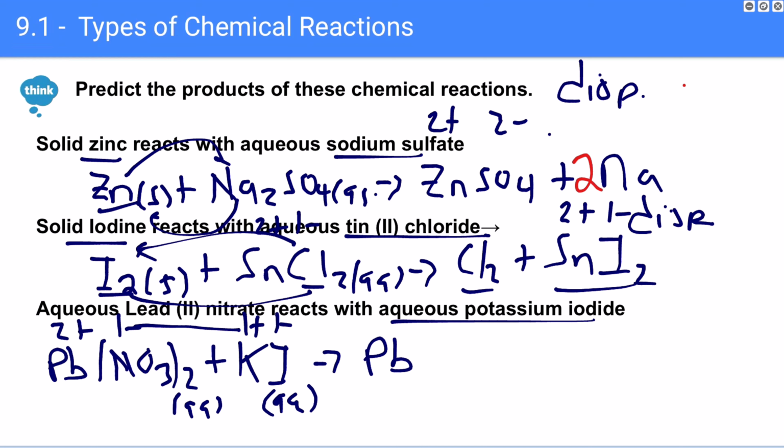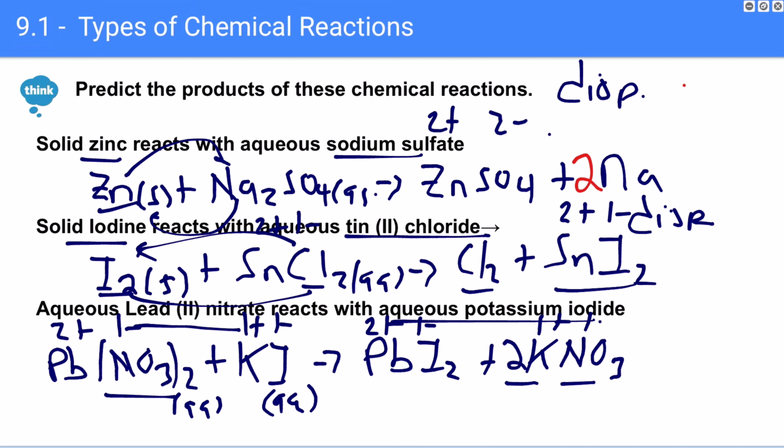So Pb is now bonded to iodine, and potassium is now bonded with nitrate. We check our charges. Okay. And then we go back and we balance. We have 2 nitrates on the left, 1 on the right, 2 goes in front. 2 potassiums, 2 goes in front, and the iodines are now balanced as well.